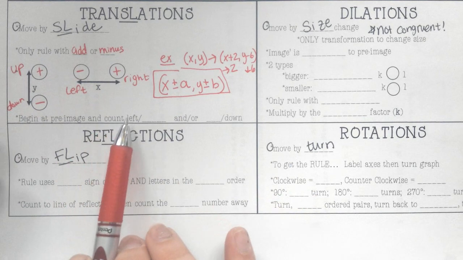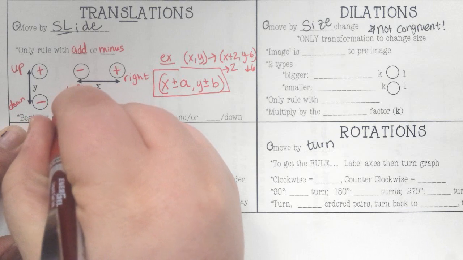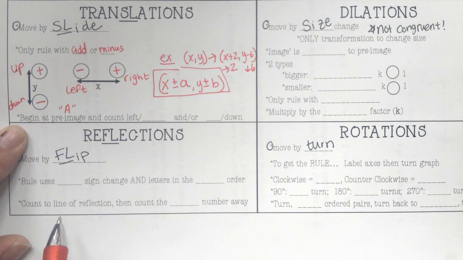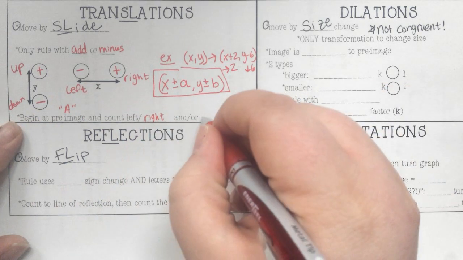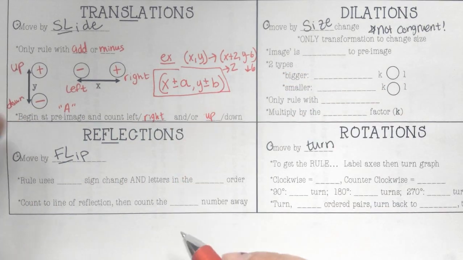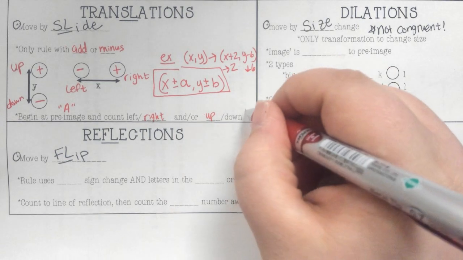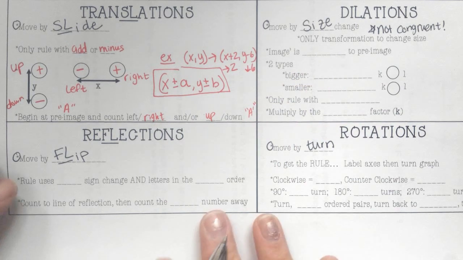Now, how to do the translation? Well, you put your pencil at the pre-image point, so that's something like A, and then you count left or right, and you might also have to go up or down, depending on that rule, and that would get you to the image A prime. Okay, so that was translation. It was just a slide.